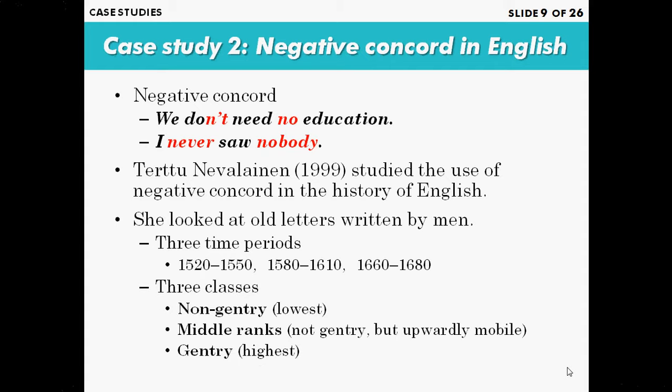She also identified 3 different classes among the letter writers. So there were the non-gentry, which was the lowest class, the gentry was the highest class, and then the middle ranks. These are people who weren't the gentry, but they were upwardly mobile, meaning they were people who were kind of aspiring to improve their social status.